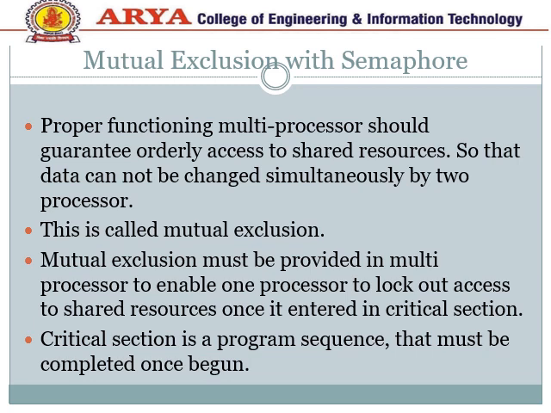Proper functioning of a multiprocessor should guarantee orderly access to shared resources so that data cannot be changed simultaneously by two processors. This is called mutual exclusion. Mutual exclusion must be provided in a multiprocessor to enable one processor to lock out access to shared resources when it has entered a critical section. A critical section is a program sequence that must be completed once begun.